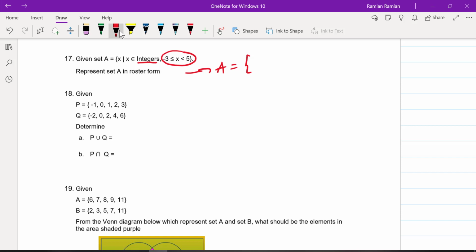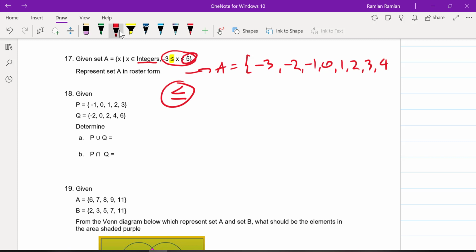Okay, so the first thing that you need to see here is that this sign over here has something below it. So if this is the sign, then this guy, minus 3, will be included in the set. So that will be minus 3, and then we know that this is 5, so you just write down integers from minus 3 to the right side. So there will be minus 2, minus 1, 0, 1, 2, 3, 4.